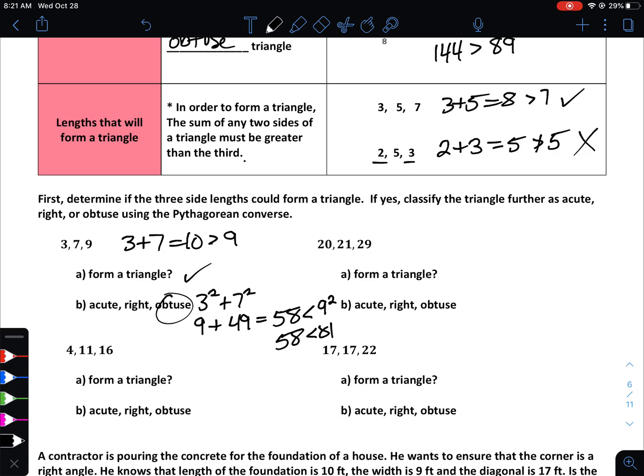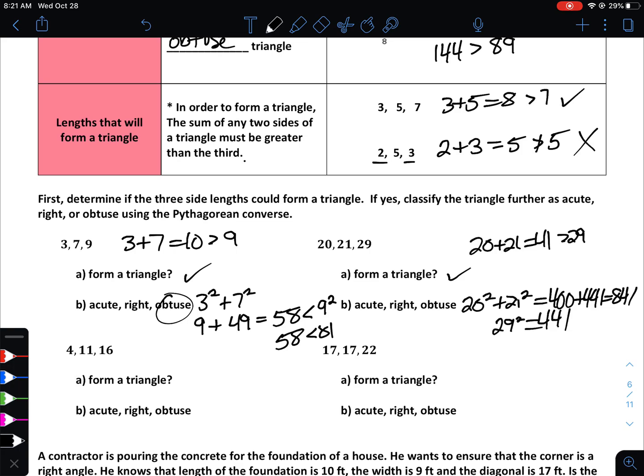All right, for the next one, 20, 21, and 29. 20 plus 21 is 41. That is in fact more than 29. So yes, this will in fact form a triangle. To decide if it is acute, right, or obtuse, if you take 20 squared plus 21 squared, that ends up being 400 plus 441, which is 841. 29 squared is also 841. Because those are equal to each other, we can say that this is going to have to be a right triangle.